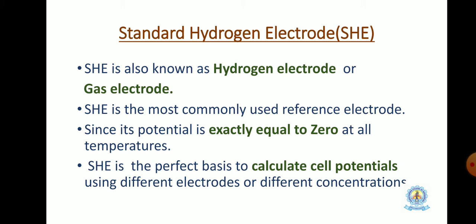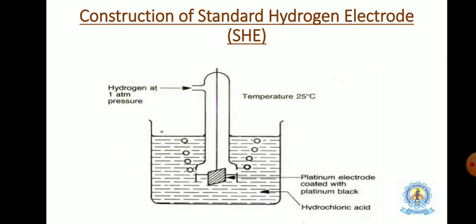Why? Because its potential value is exactly equal to 0 when you measure at all temperatures. When you measure its potential, it is definitely equal to 0, and it is useful to determine the potential of different electrodes when they are placed at different concentrations. So the standard hydrogen electrode gives support to determine the potential of any electrode when they are placed in any concentration of their electrolyte solution. The construction of the standard hydrogen electrode.